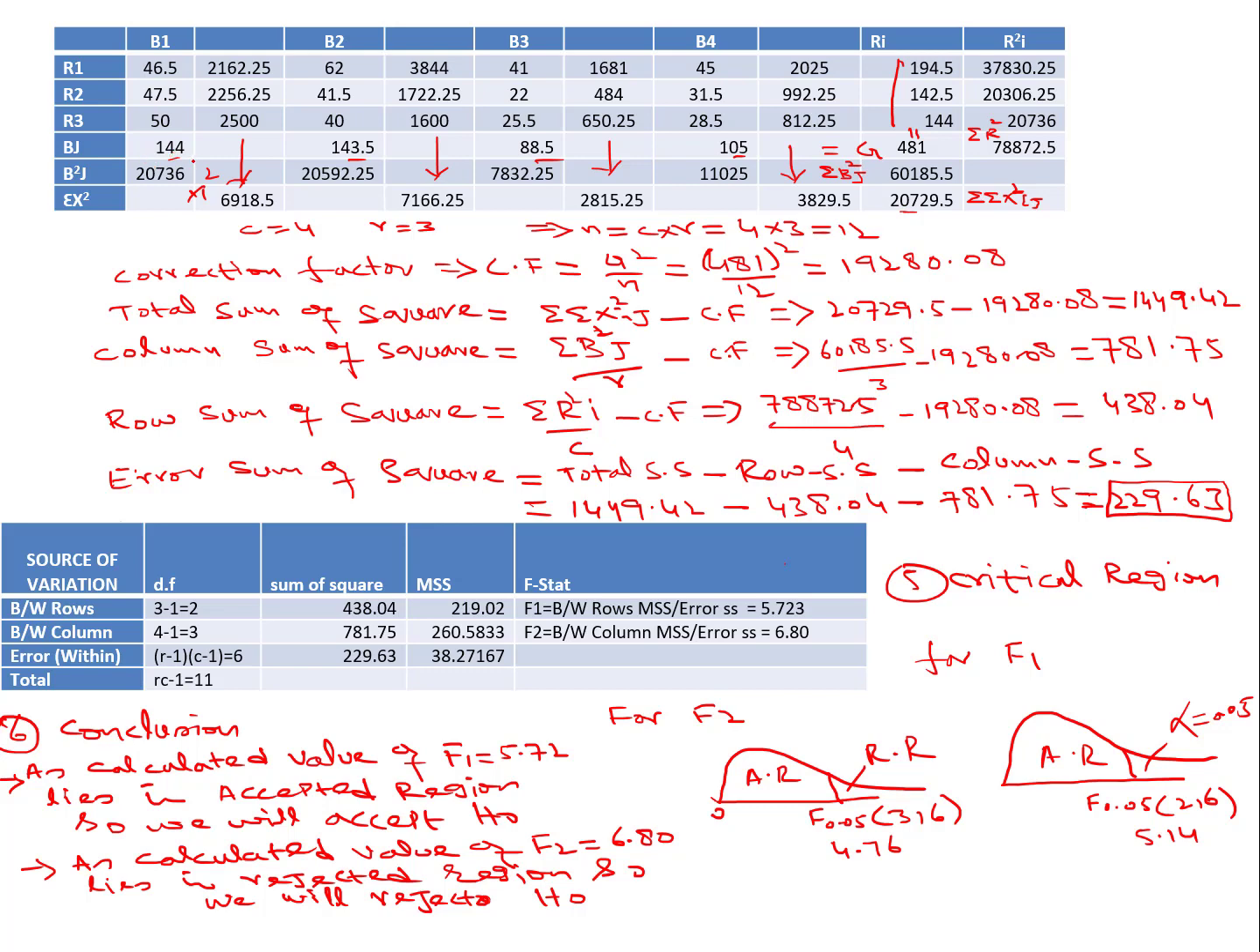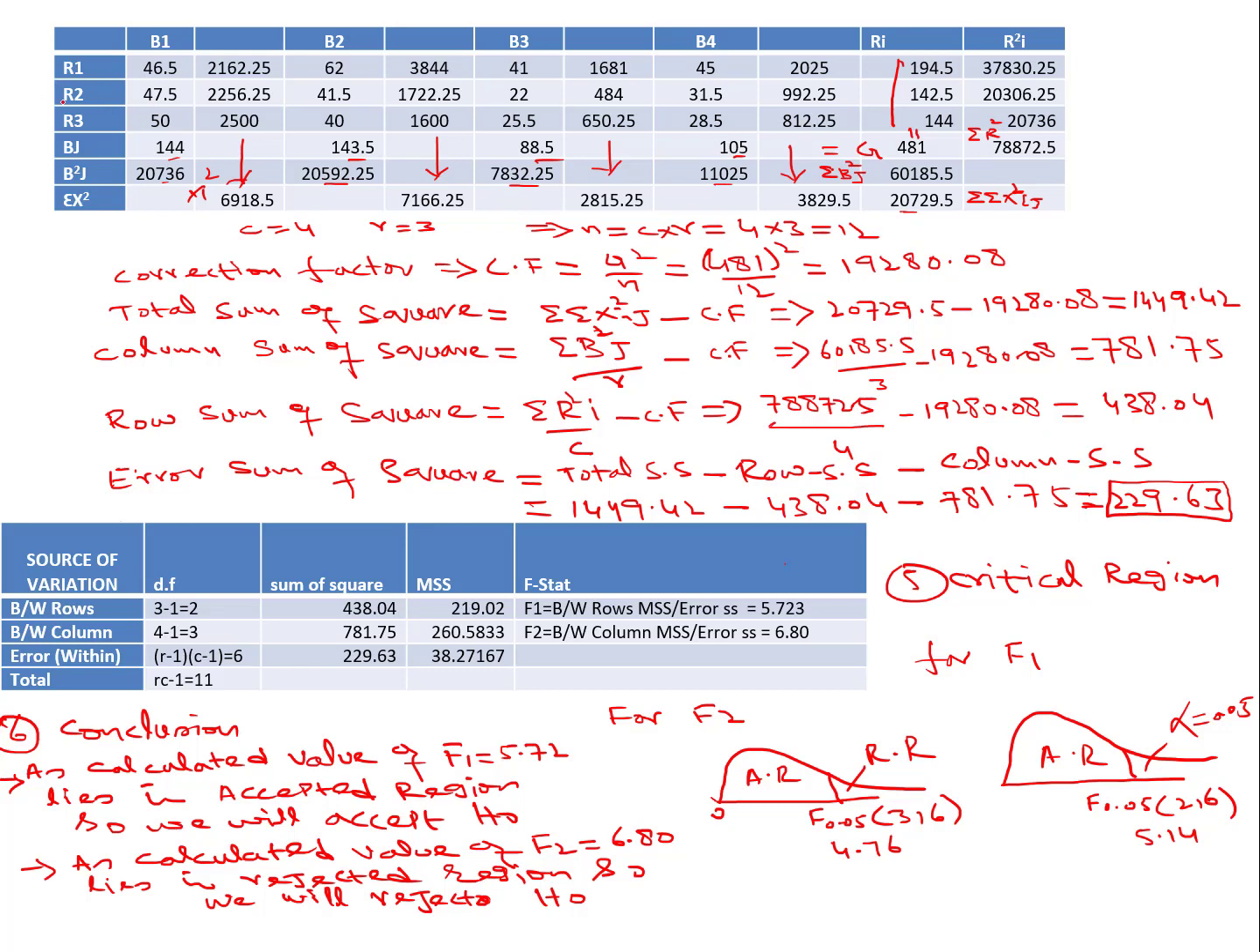So what you will do, this is basically the square of 144, 144 square is this one, 143.5 square is this one, 88.5 square is this one, and 105 square is this one. When you add this, this is called summation b square j, and summation b square j is 60185.5. So that is why this is 60185.5 divided by r. This is the formula. So how many rations do we have? We have 3 rations, minus correction factor. So this is 781.75.